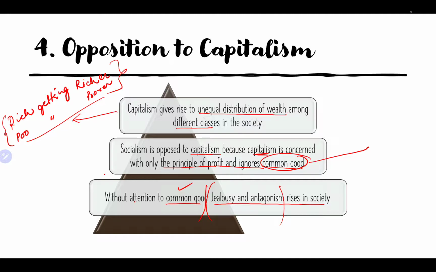What does antagonism mean? If jealousy is there, antagonism means a hostile environment, where there are no rules and regulations, where the rich get richer, and there is unequal distribution of wealth. Then there is war, jealousy, and fights every now and then. They will be in a state of perpetual war. So if common good is not there in a society, jealousy and a hostile environment rise in the society.